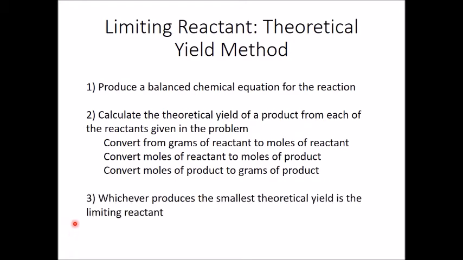Last step is you'll compare those theoretical yields, and whichever reactant produces the smallest theoretical yield is the limiting reactant. And this makes sense. That smallest theoretical yield is the limit of how much product you can produce, given the masses of reactants you've been given in the problem. Let's see this in action.